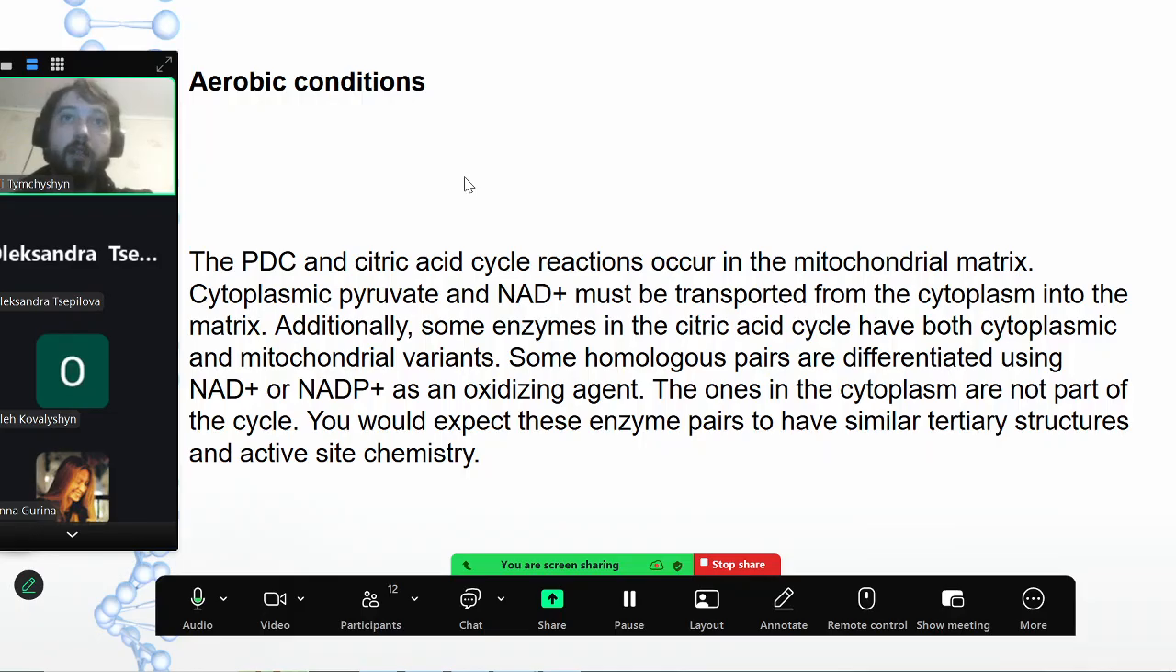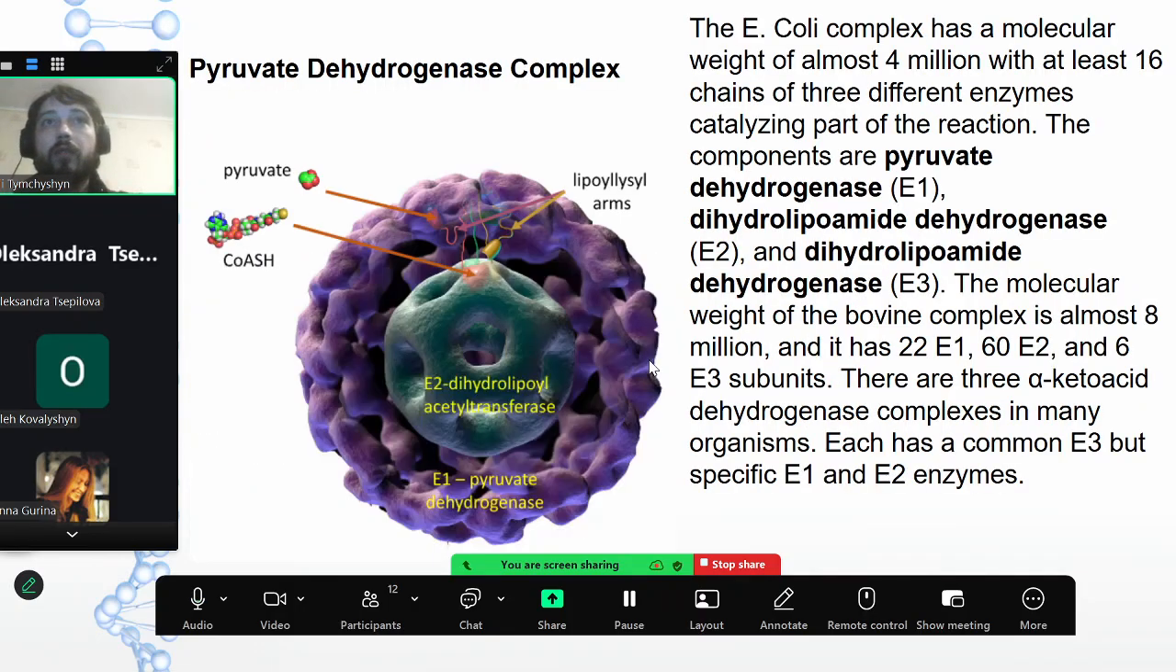Good. Aerobic condition. Well, citric acid cycle reactions occur in the mitochondrial matrix, and cytoplasmic pyruvate and NAD+ must be transported from the cytoplasm into the matrix. Additionally, some enzymes in the citric acid cycle have both cytoplasmic and mitochondrial variants. And so we will get to some sort of transport. How do we transport things here and there? But first, the pyruvate dehydrogenase complex.